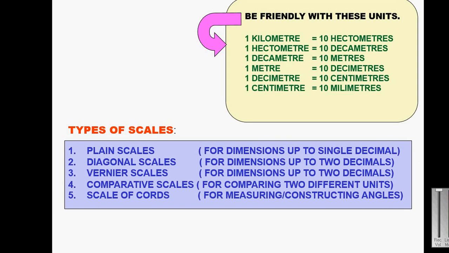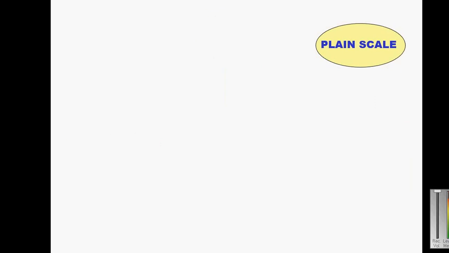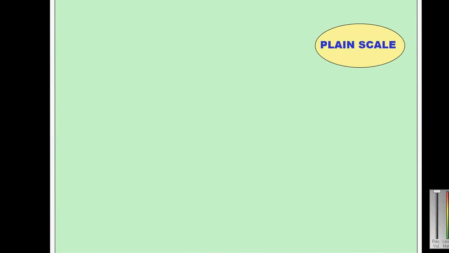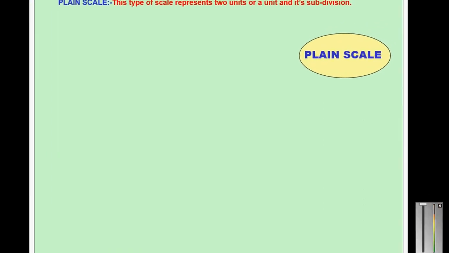The various types of scales used are plane scales, diagonal scales, vernier scales, comparative scales, and scale of chords. So now I will explain the first 3 scales. That is plane scale, that is for dimensions up to single decimal, and the diagonal scale and vernier scale is for dimensions up to 2 decimals. First is the plane scale. This plane scale is a type of scale which represents 2 units, or a unit and its subdivision.